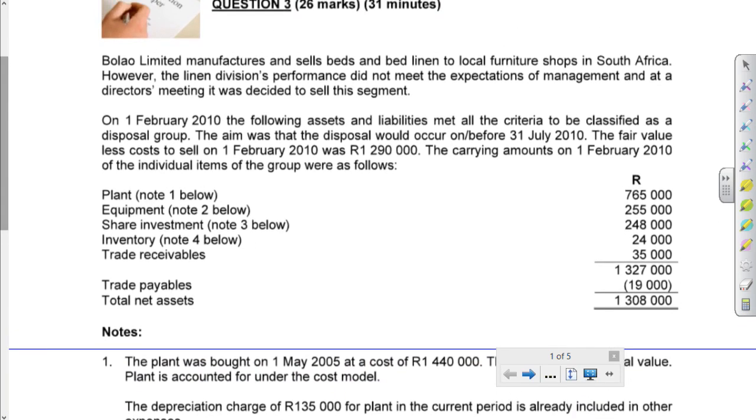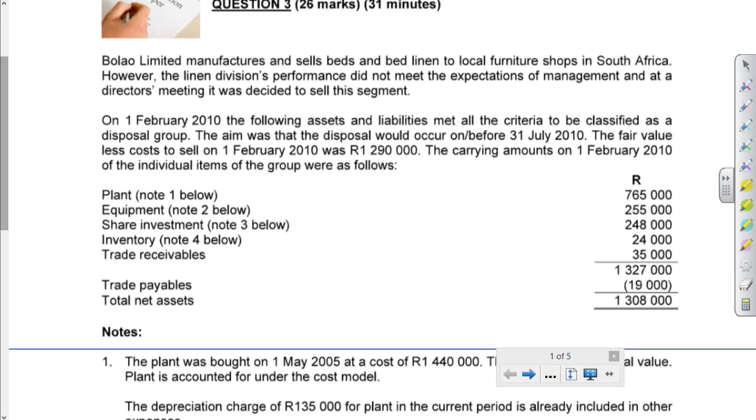And be careful because they refer to notes below, 1 below, 2 below, 3 below, 4 below. But essentially we have plant and equipment. Plant and equipment both would get impairment. Do you agree? We have a share investment, which will be valued at fair value and will not get impairment. We have inventory, which is valued at the lower of cost or net realizable value and won't get impairment. We have receivables, which are valued at the lower of cost or realizable value, less bad debts, in other words. And we have payables, which is a liability, which also doesn't get impairment.